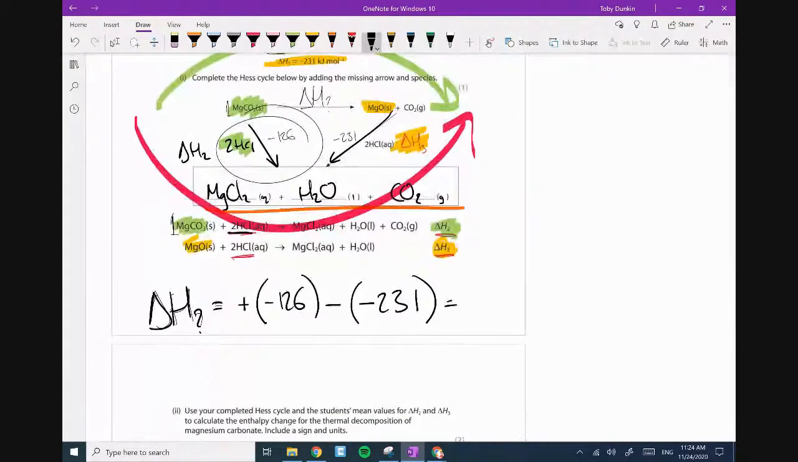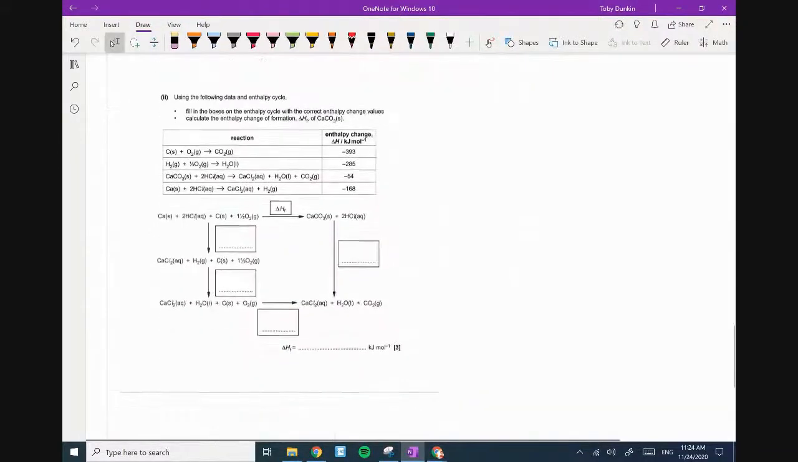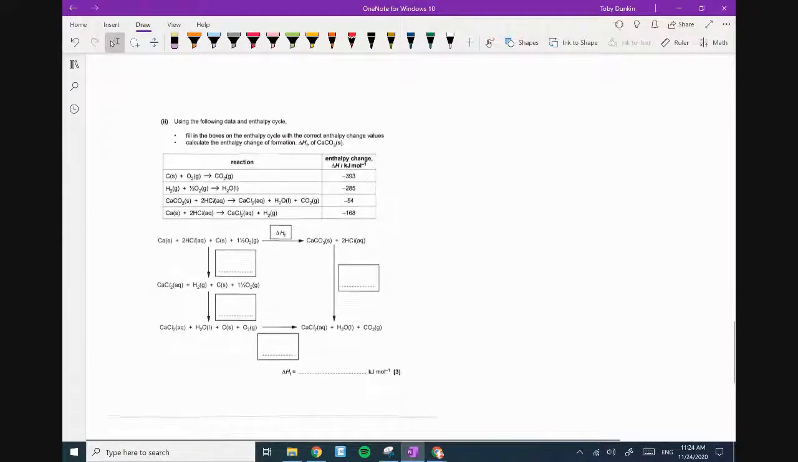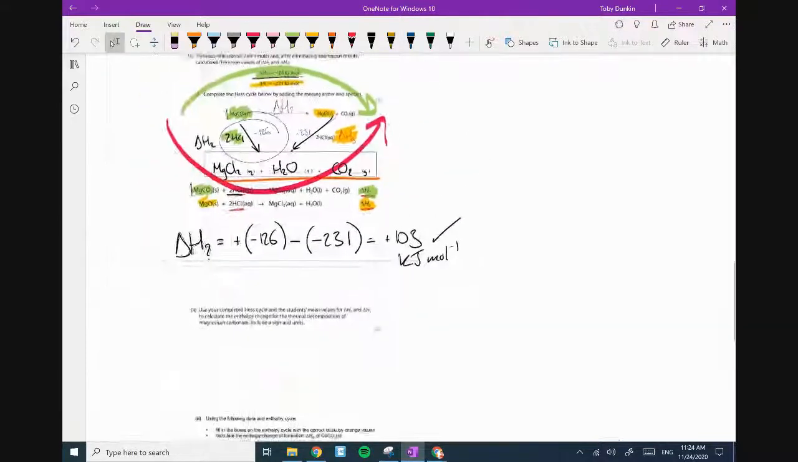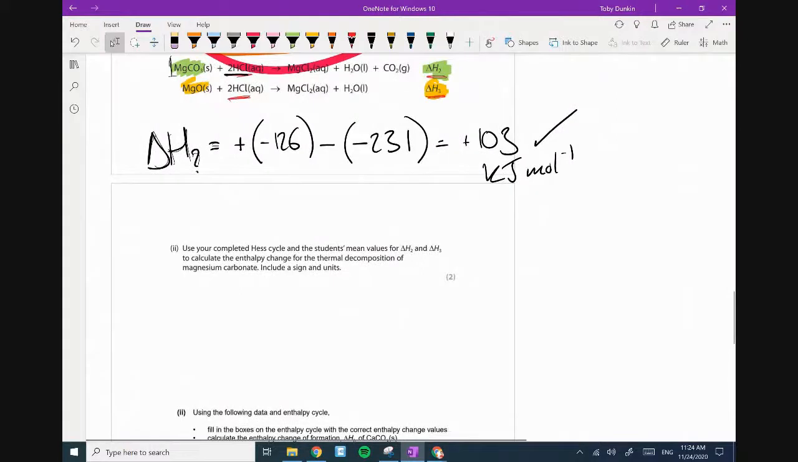Run it through your calculator exactly as you've written it. Plus brackets minus 126. Close brackets minus 231. Close brackets equals plus 103, and there's my answer. Kilojoules per mole. Winner. Next. Oh, that's okay. I added this one. Guys, that brings me to the end. Including a sign and units, that's fine. Yeah, that's clever. Include sign and units.